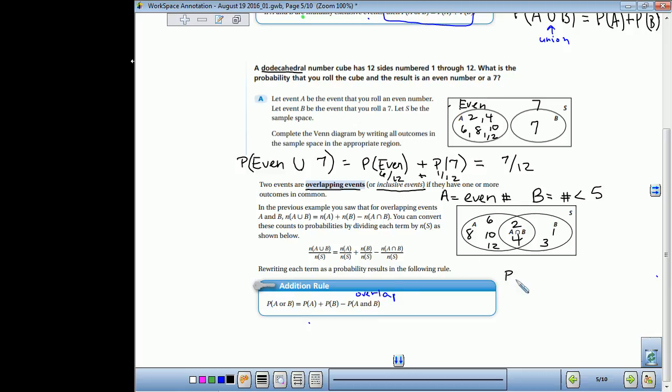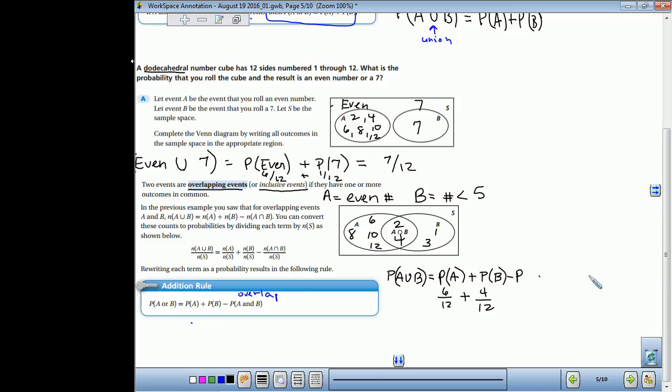So the probability of A or B is the probability of A, 6 out of 12, plus the probability of B, how many numbers are less than 5? 4 out of 12. Minus the probability of A and B. Which is 2 out of 12.